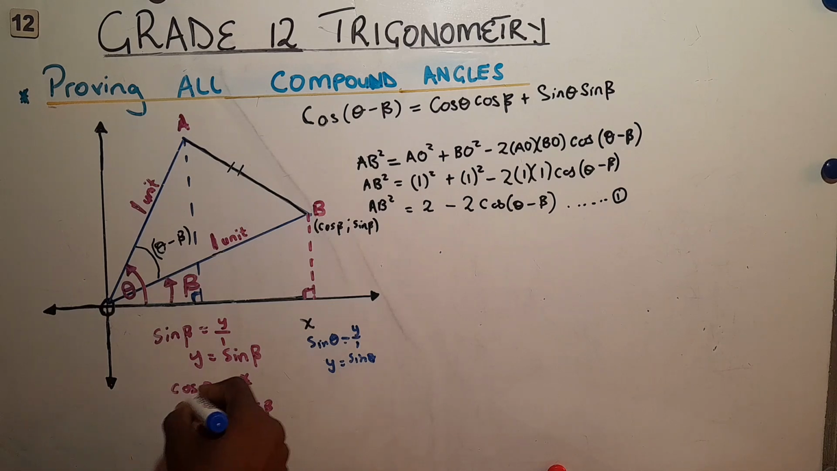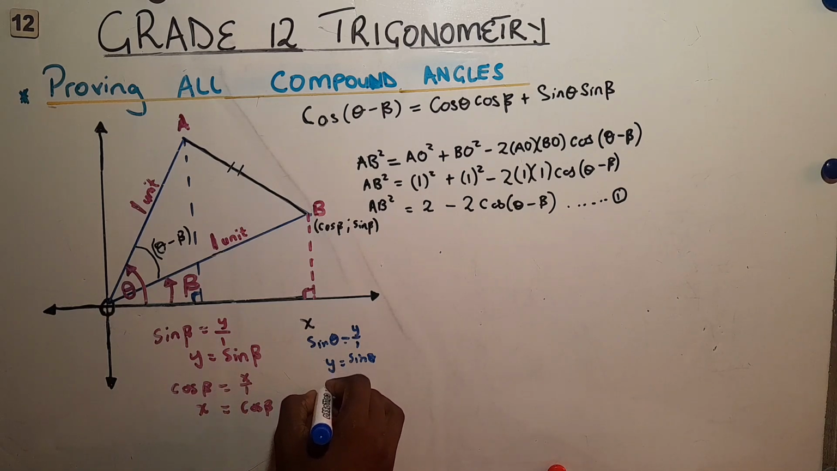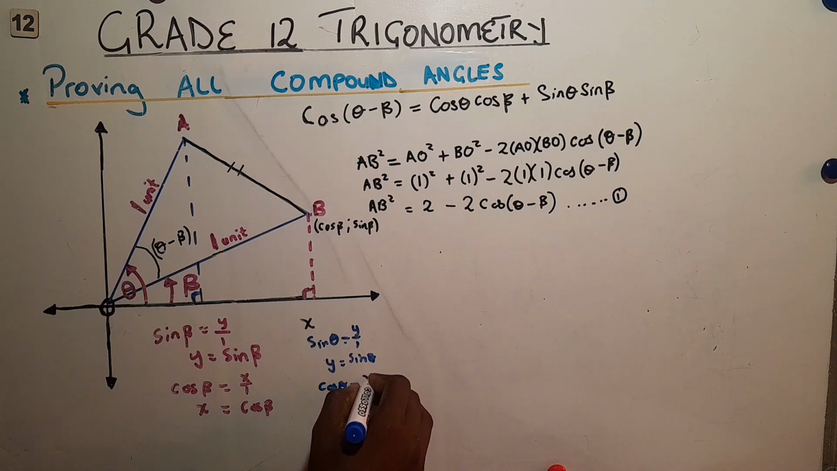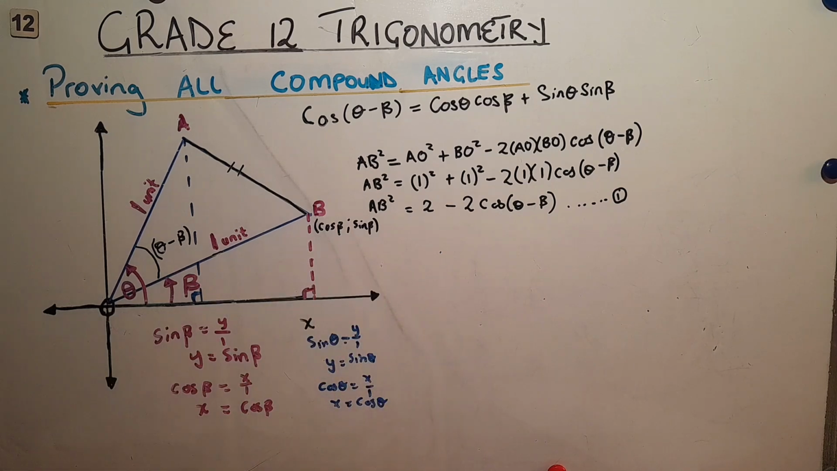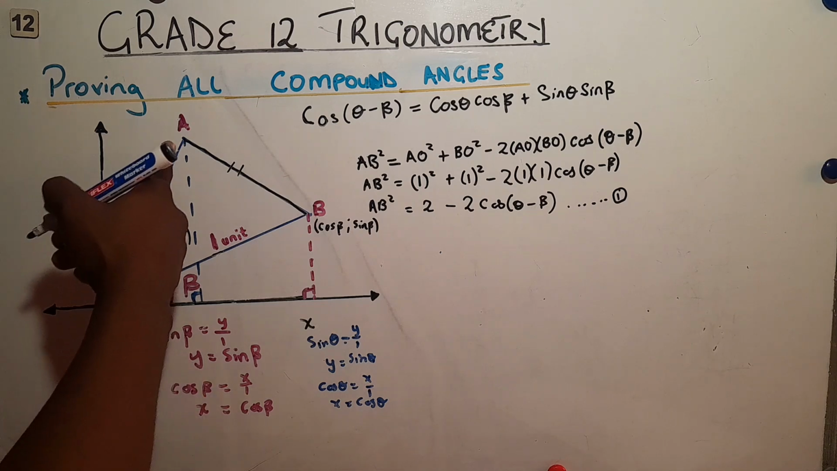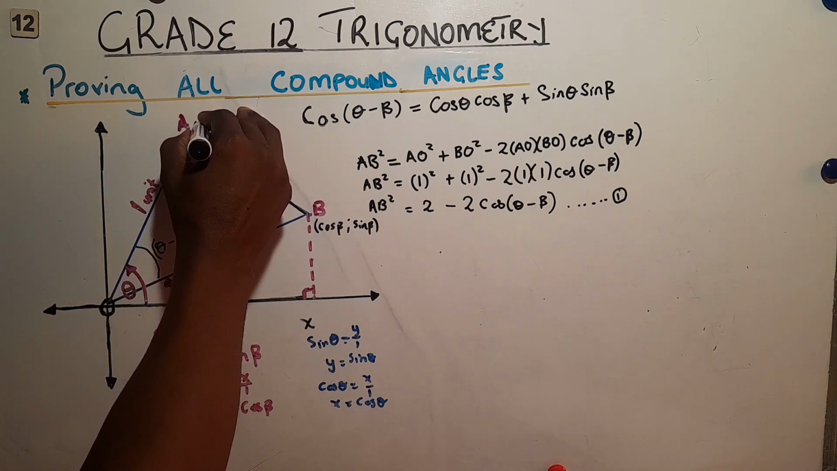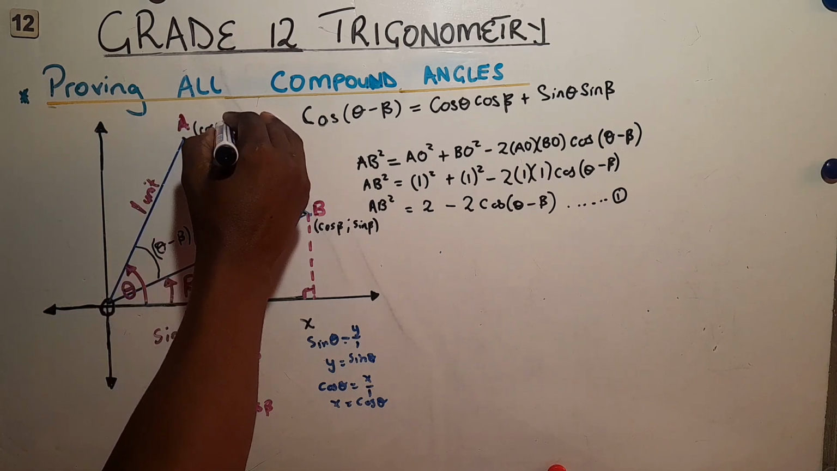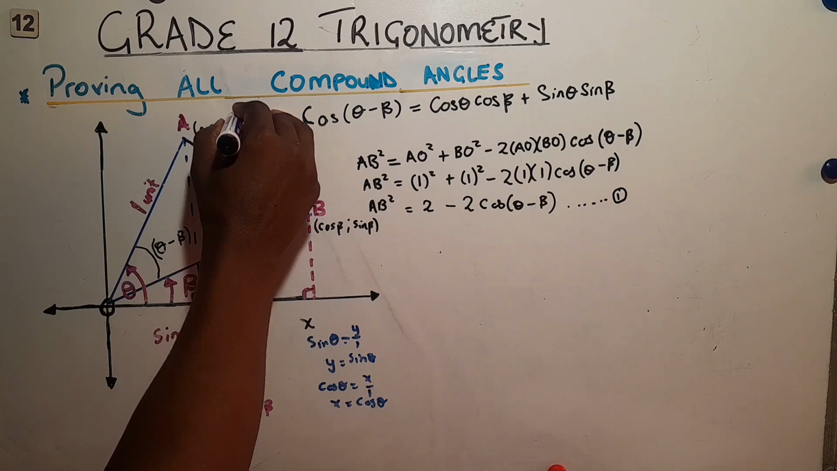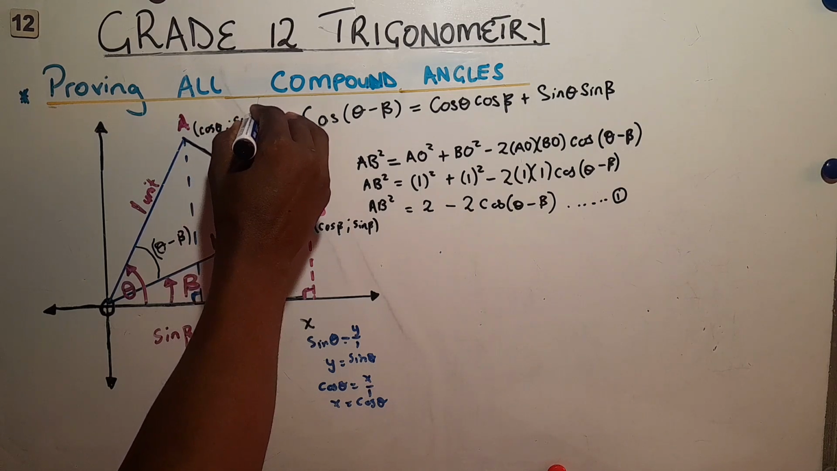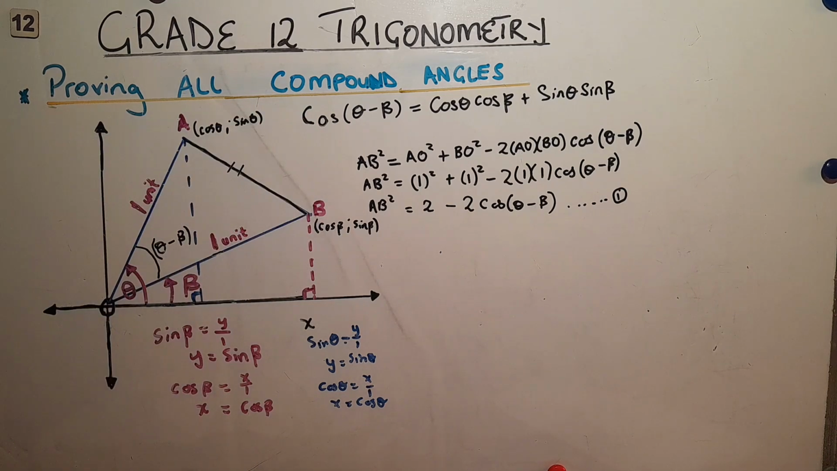And we can do the same with x to find the value of x. So cos of theta becomes x over 1, which means that our x is just cos of theta. So those are the coordinates there. Let's write them down. Our coordinates there become cos theta, and then the y value becomes sine of theta, right?